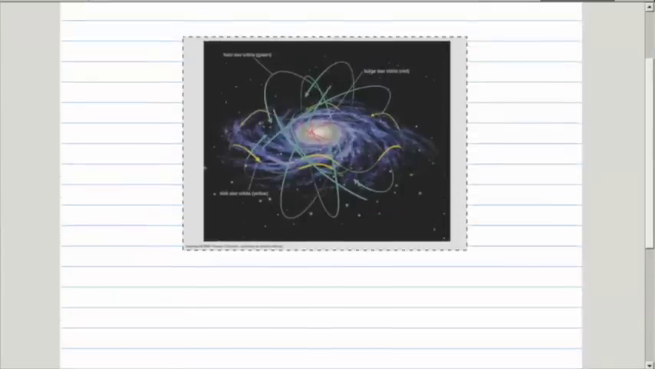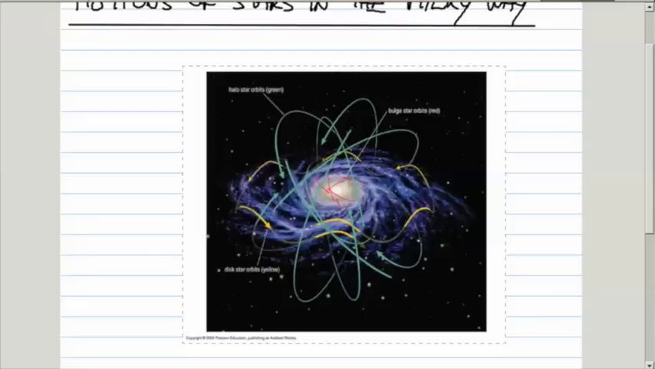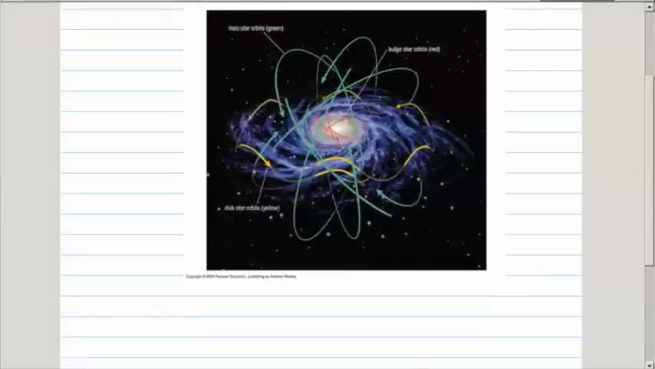So today I want to talk about the motions of stars in the Milky Way. Okay, and I believe that this diagram is exactly the one from your text. So the three parts of the Milky Way also differ in the way their stars move.